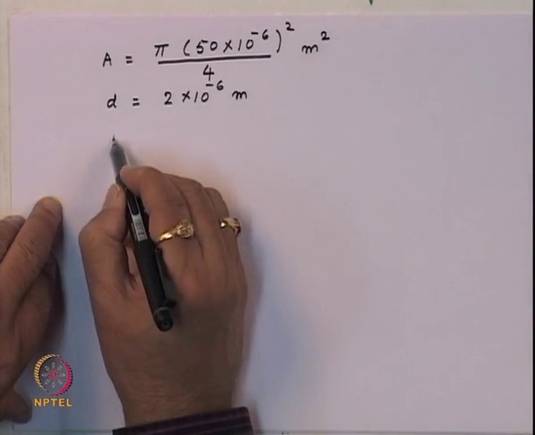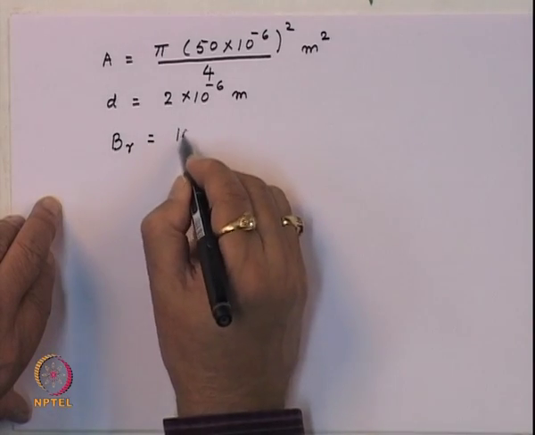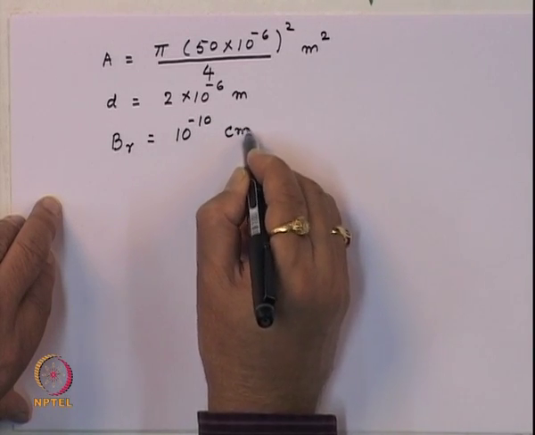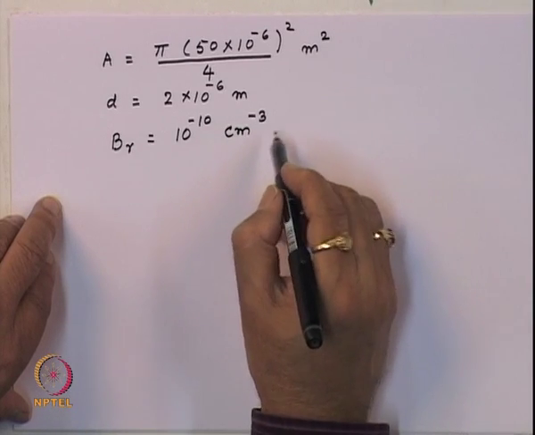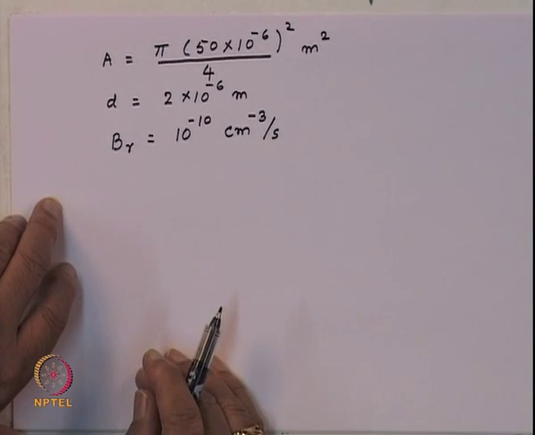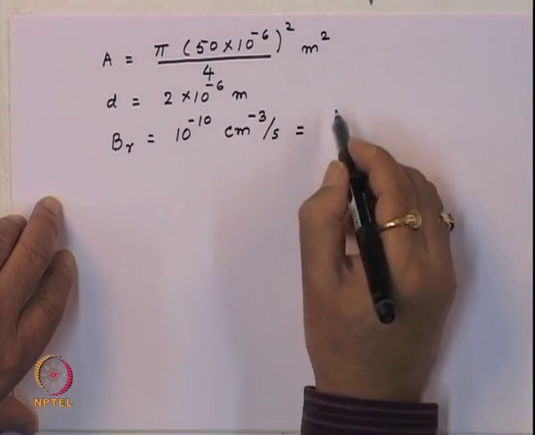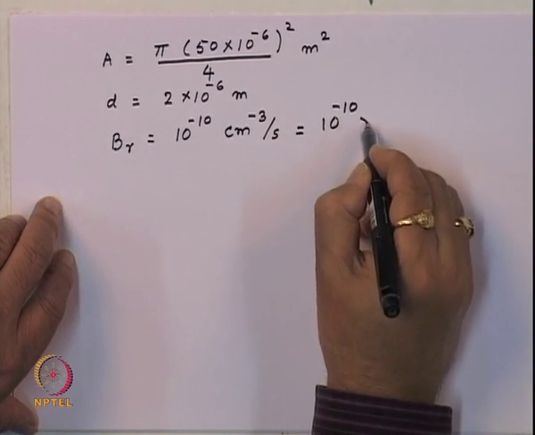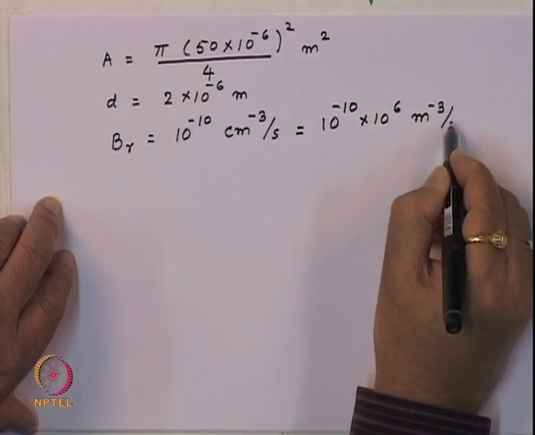And Br is a quantity which is given, the recombination constant, that is 10 to the power minus 10 centimeter cubed per second. So, this will be equal to 10 to the power minus 10 into 10 to the power minus 6 meter cubed per second.